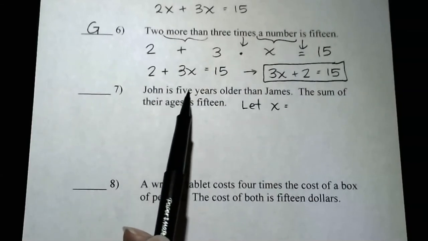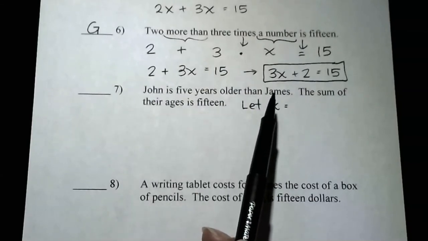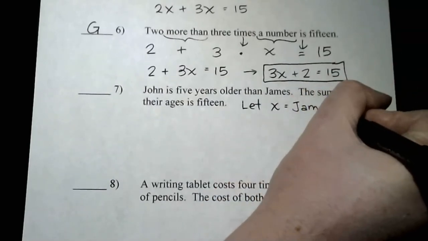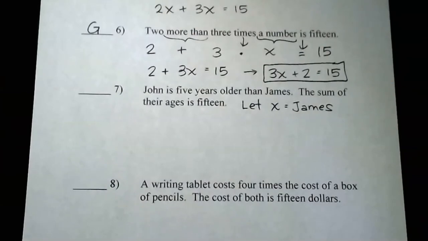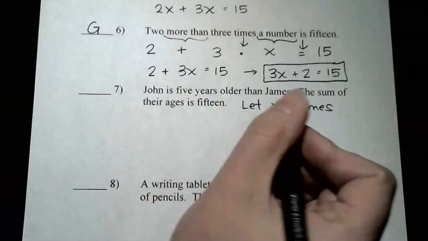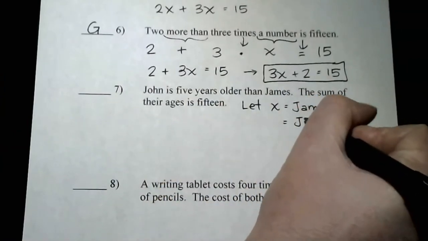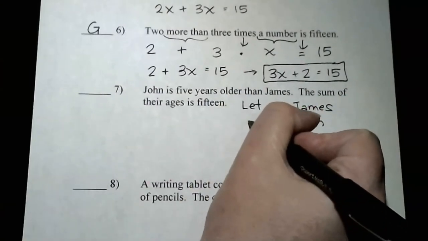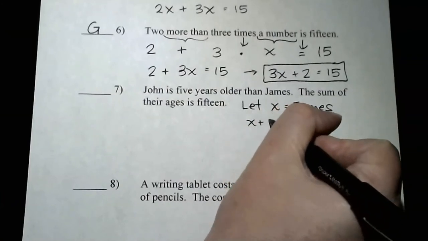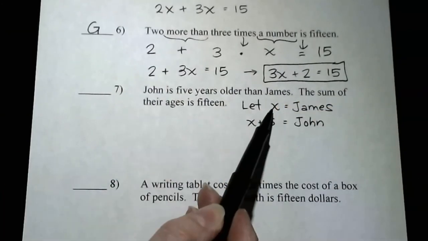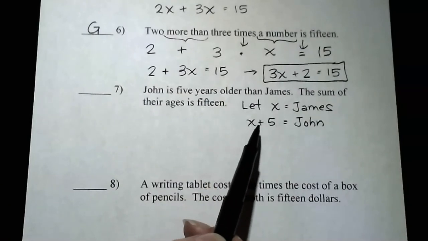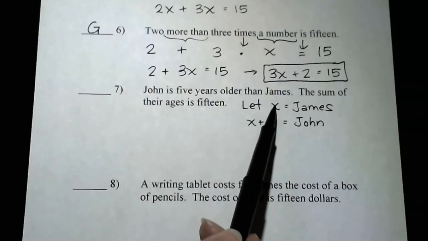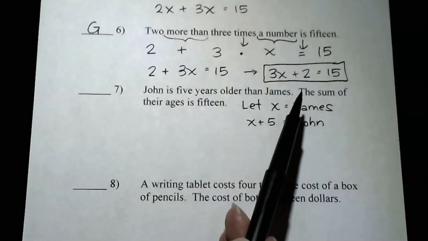It says John is 5 years older than James. I know nothing about James. So X is going to be James's age. I don't know a lot about John, but I do know that he's 5 years older. So what I can do as a way to come up with how to write John's age, if he's 5 years older than James, then he's got to be James's age plus 5. James's age we said was X, so it's X plus 5 if he's 5 years older. Okay, so now I have a way to write both people.